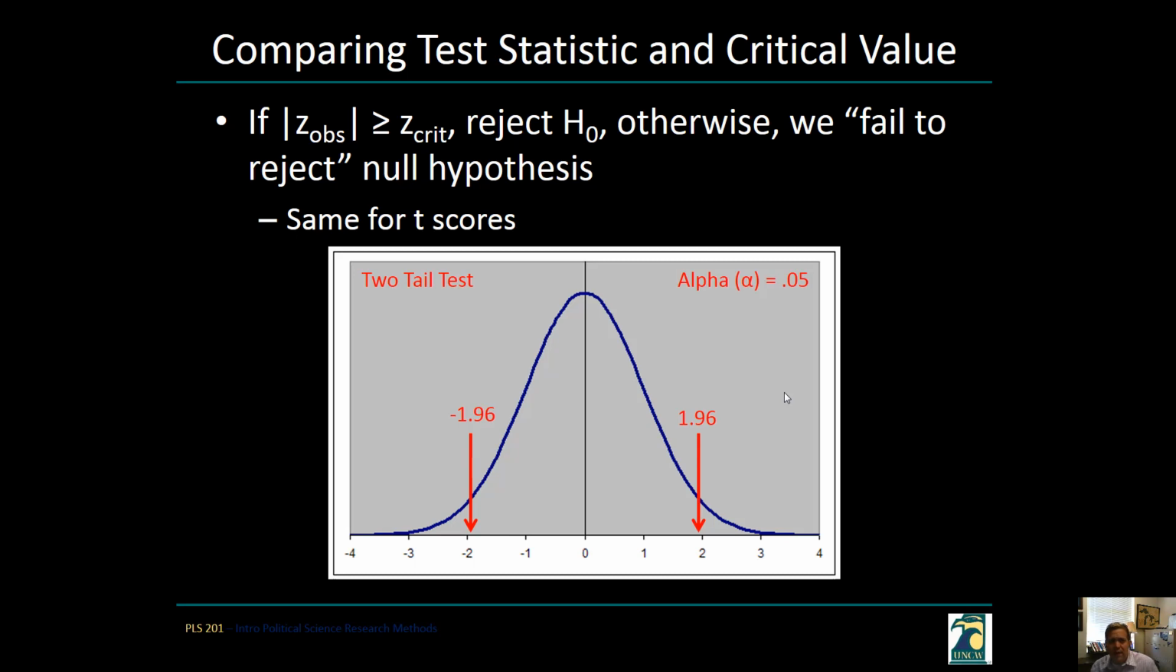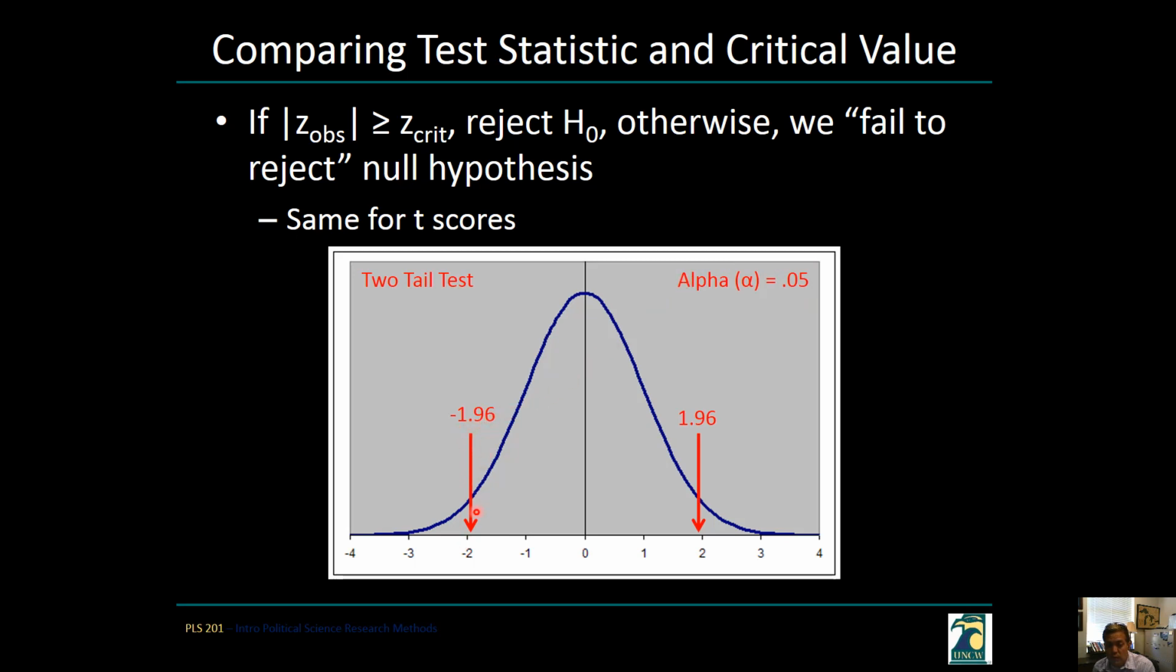So here is a two-tail test. I said before, for the rest of this lecture, we're going to compare the test statistic, which we calculate from our sample, to the critical value. All right, so here's a two-tail test. We're willing to be wrong 5% of the time. Alpha is 0.05, which means we're 95% sure, and here are our critical values.